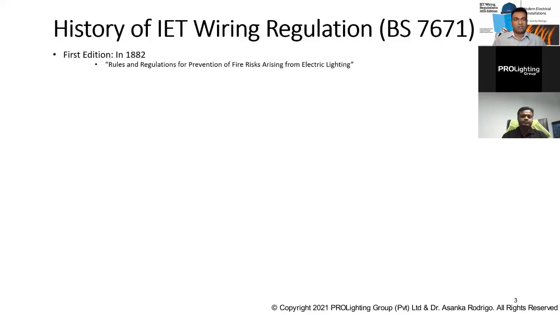This is the first edition of this regulation. From time to time there were many changes with the modernizing of requirements. When you look at the third edition, published in 1897, the name was changed to General Rules and Recommendations for Wiring for the Supply of Electric Energy. Earlier it started with preventing fire related to electric lighting, but now it had changed to general rules and recommendations for wiring. That's how the third edition came in.